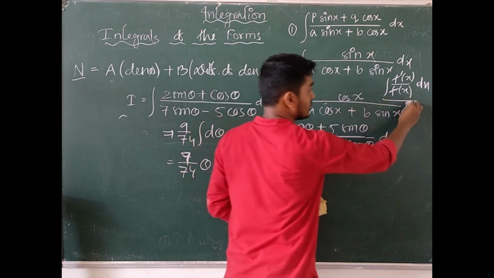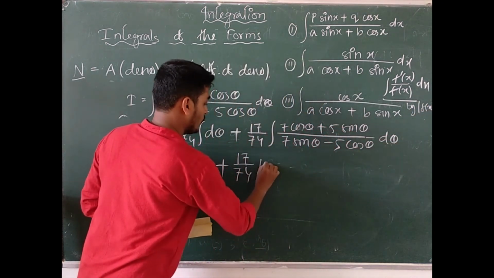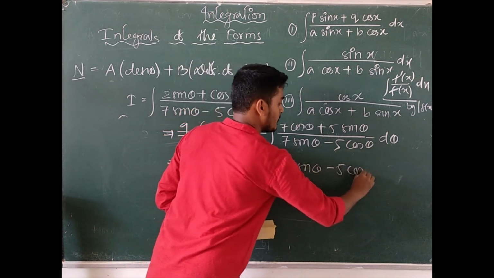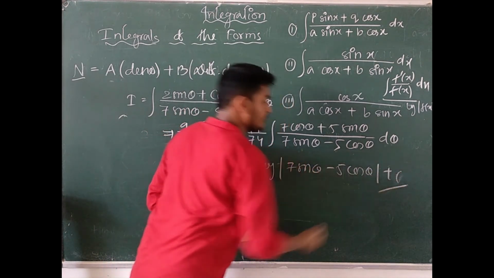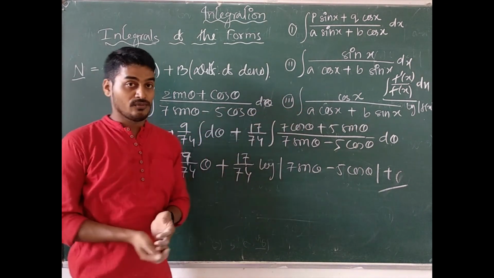So what is the answer? Log of the denominator. Am I correct? So log of the denominator, 7 sin theta minus 5 cos theta plus c. Very simple procedure. So in all those three cases you can easily think about the application of all those formulas.